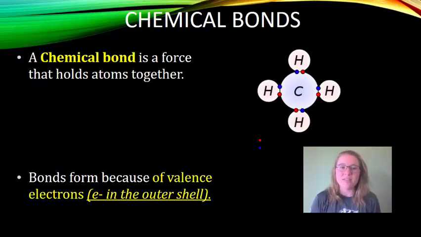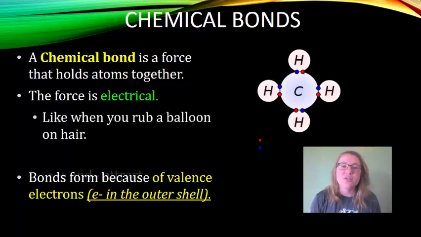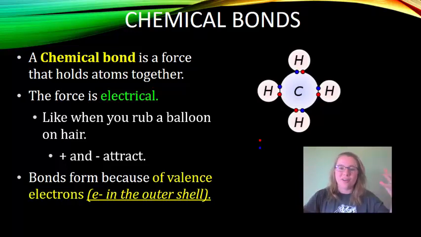Just starting off here with our definition of chemical bonds. A chemical bond is some kind of force that holds atoms together, and that bond is forming because of the valence electrons. Now this force is electrical. Think of that electrical force that you get when you rub a balloon on your hair and it makes your hair stand up in all sorts of crazy directions. That's because you're creating this electrical charge when you're using that friction. Chemical bonds are also kind of like a magnet, because some of these involve having a positive and a negative charge that are attracted together.